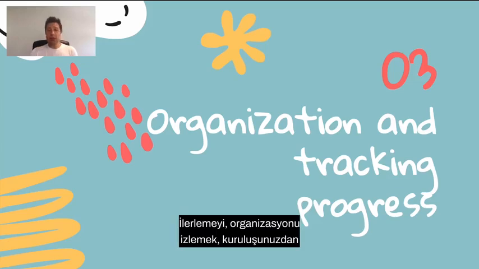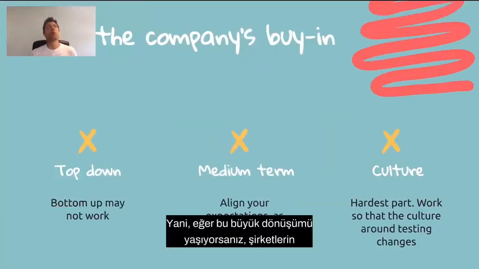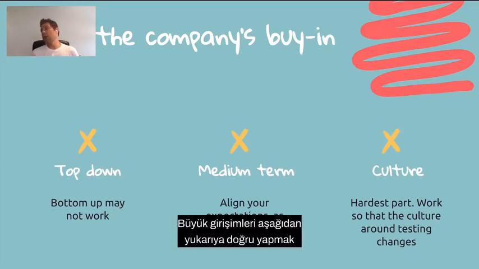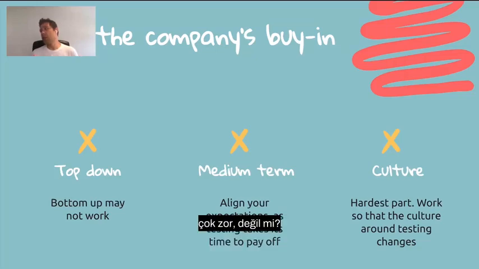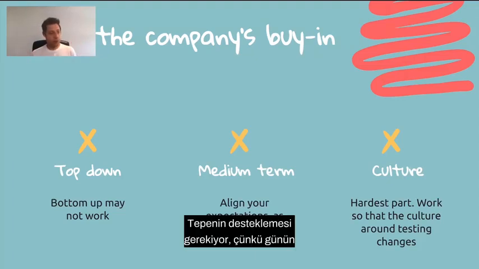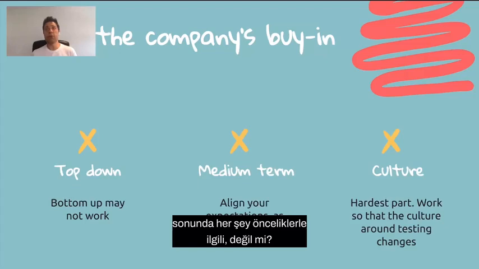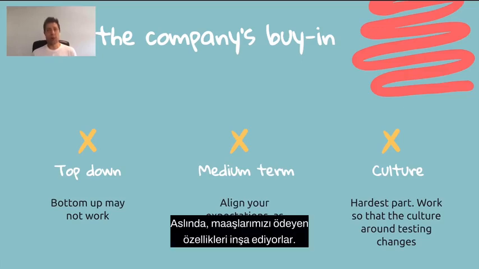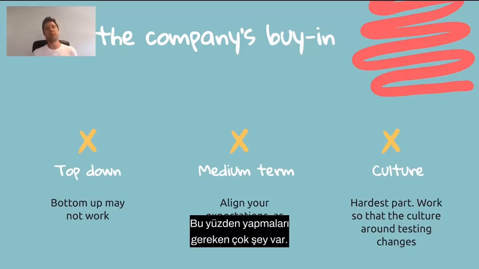Tracking progress, organization, what do you need from your organization? So if you're going through this large transformation, you surely will need the company's buy-in. It is very hard to do big initiatives in a bottom-up manner, right? The top needs to support, because at the end of the day, it's all about priorities, right? And the teams are not slacking all day long. They are building stuff. They're building actually the features that pay our salaries. So they have a lot of things they need to do.